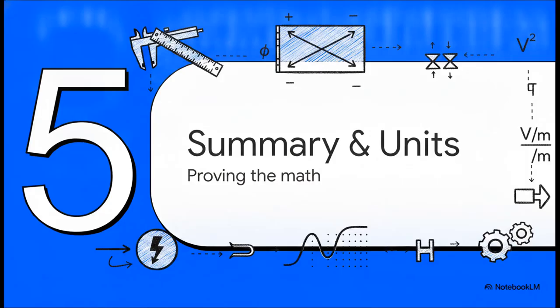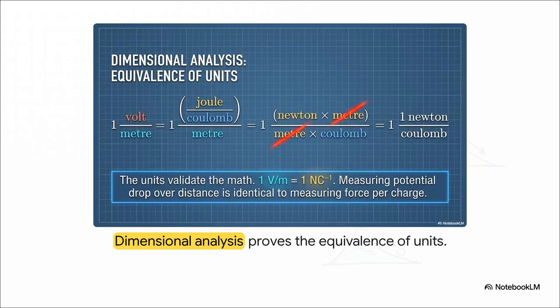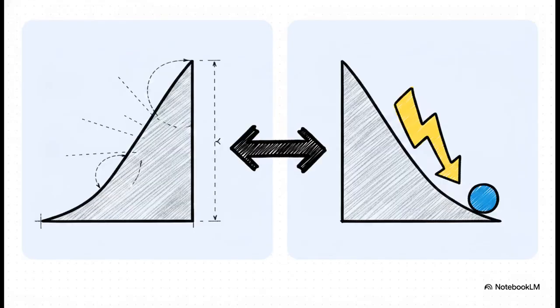Section 5. Summary and unit equivalence. To prove this, follow the red slash striking right through the screen, canceling out meters on the top and bottom of this fraction. This dimensional analysis definitively proves that measuring a voltage drop over a distance, which we call volts per meter, is mathematically exactly identical to measuring physical force per unit of charge. The math perfectly validates the physical analogy we started with. So whether you're in a lab saying 1 volt per meter or 1 Newton per coulomb, you're describing the exact same physical reality. They are two sides of the same coin.